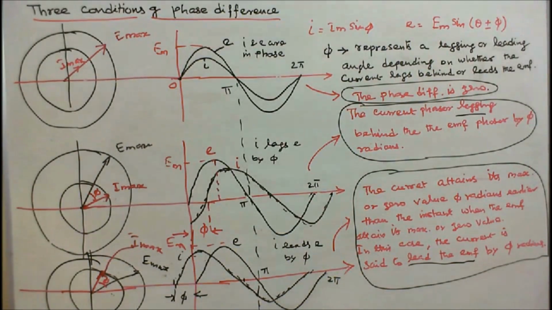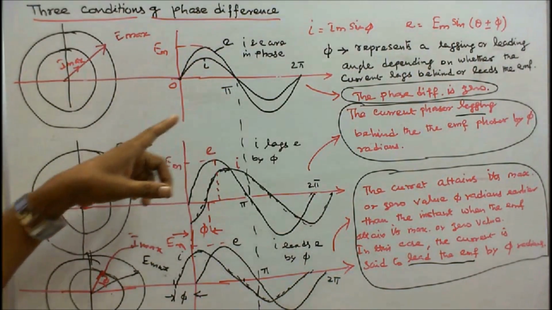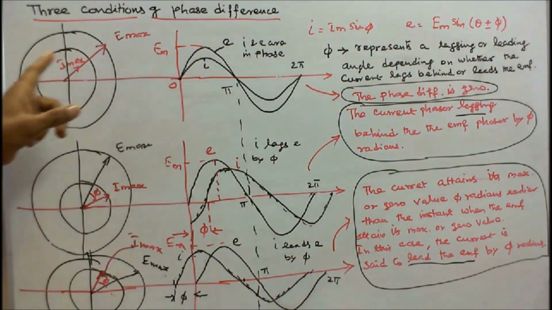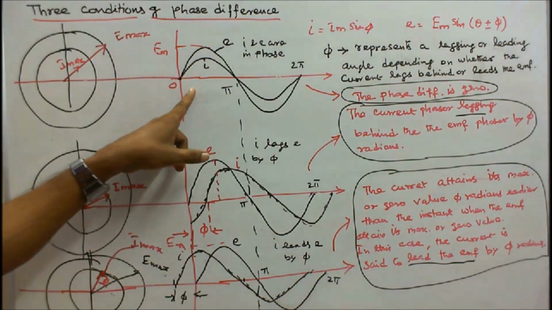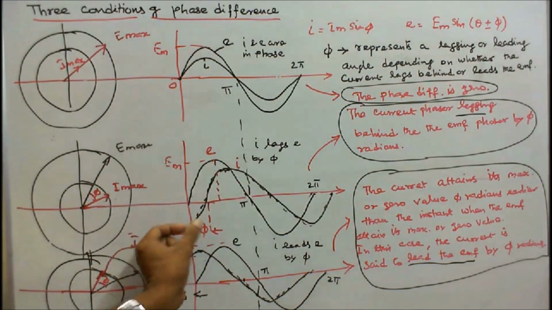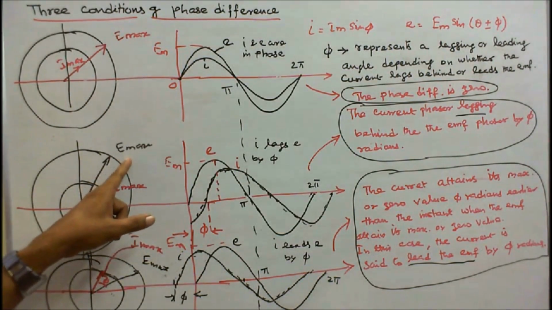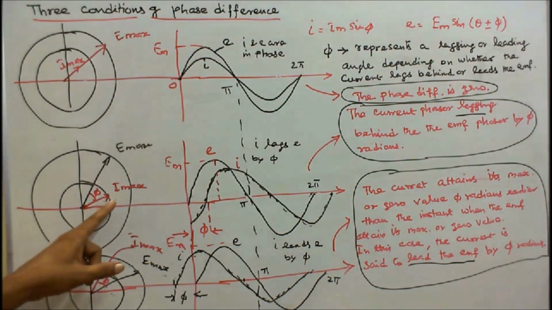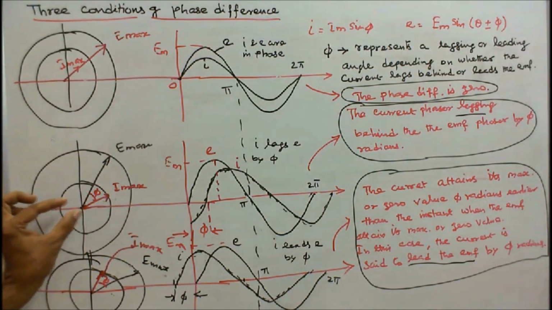Three conditions of phase difference. Condition 1, I and E are in phase. Here this is E max, this is I max. Here the phase difference is 0. Condition number 2, I lags E by phi radians. This is phi radians. Here this is I max, this is E max. The current phasor lags behind the EMF phasor by phi radians.